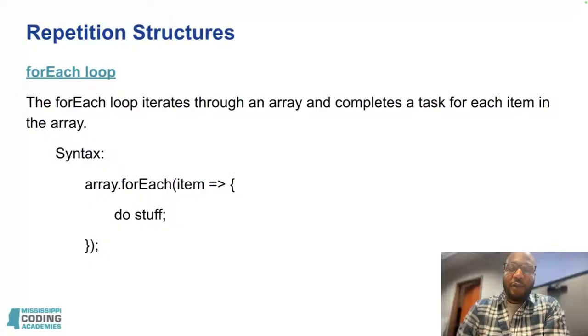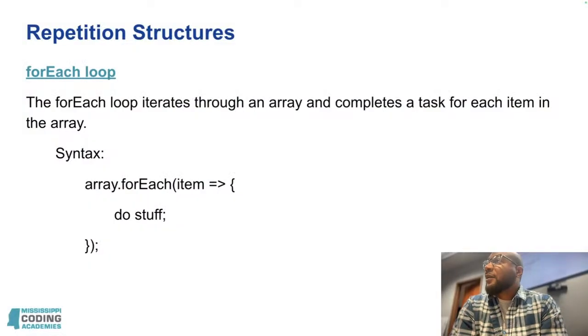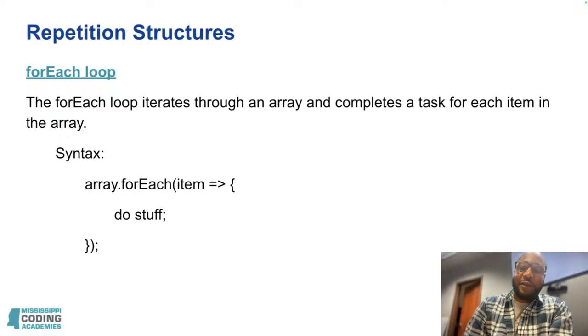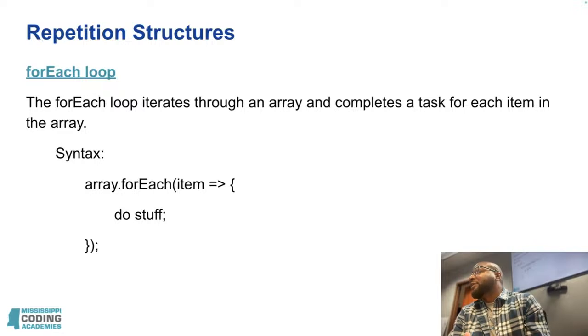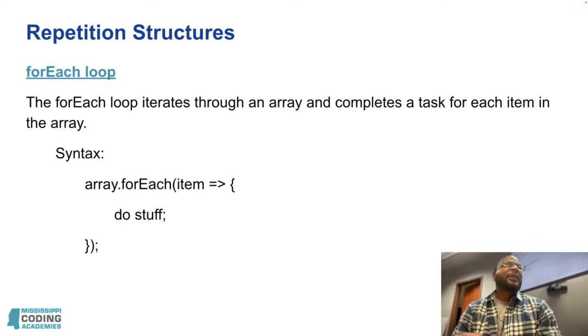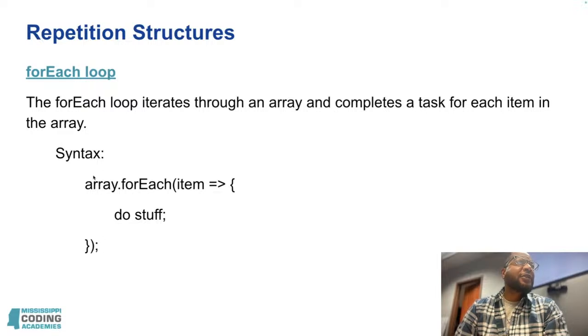All right, so now let's get into these for each loops. These are like my favorite. The for each loop, real simple. What it does is it iterates through an array and completes a task for each item in the array. And here's the syntax for the for each loop. So we'll type that up.